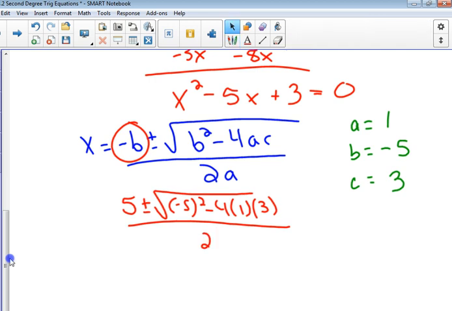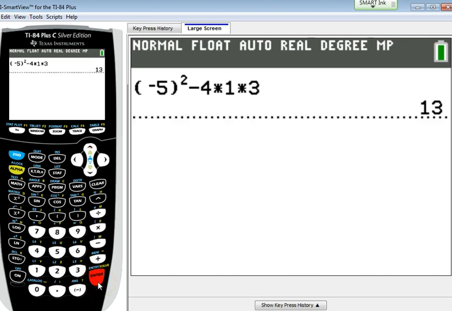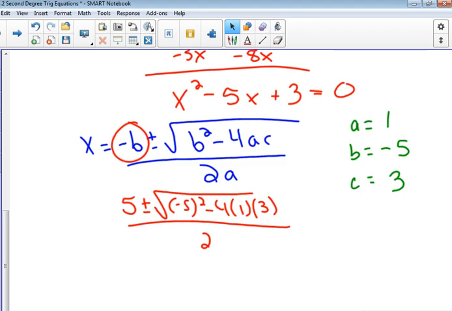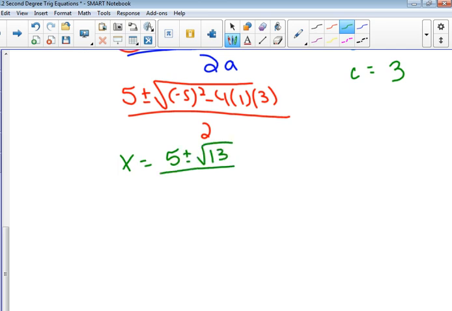All right. So that negative 5 squared. Negative 5 squared minus 4 times 1 times 3. Did you get 13? Yeah. Oh, God. This is a beast. Alright, so x equals 5 plus or minus radical 13 all over 2.